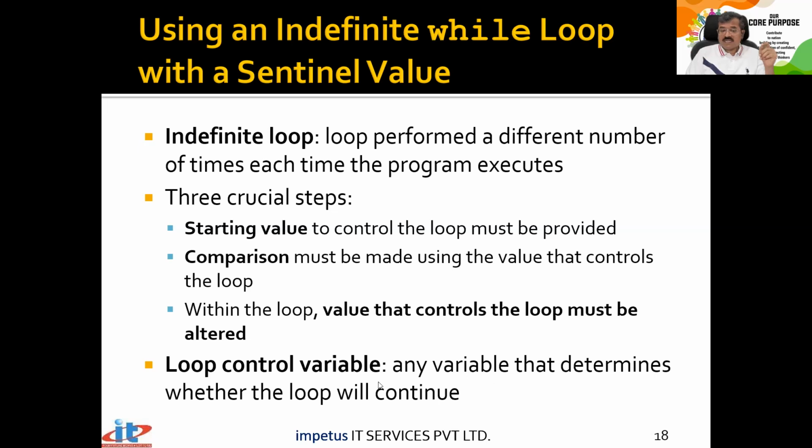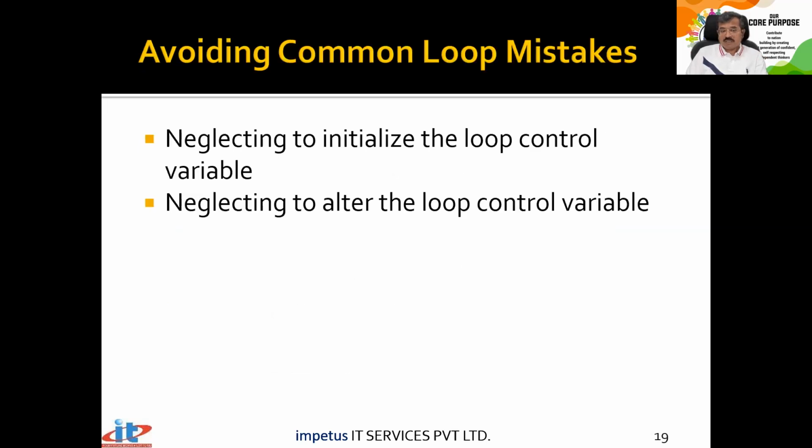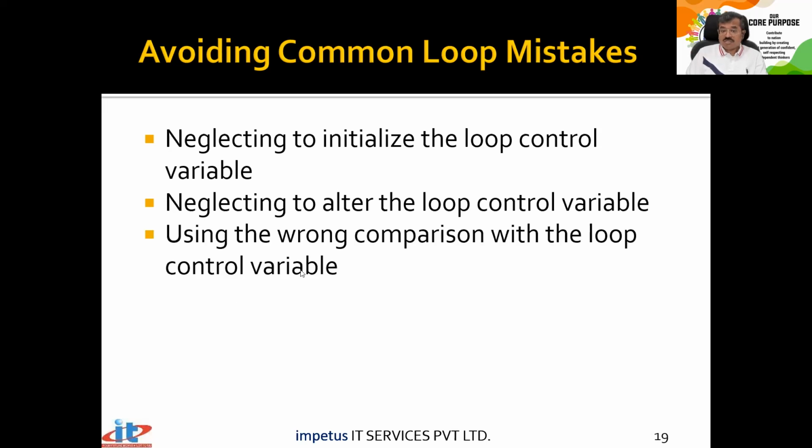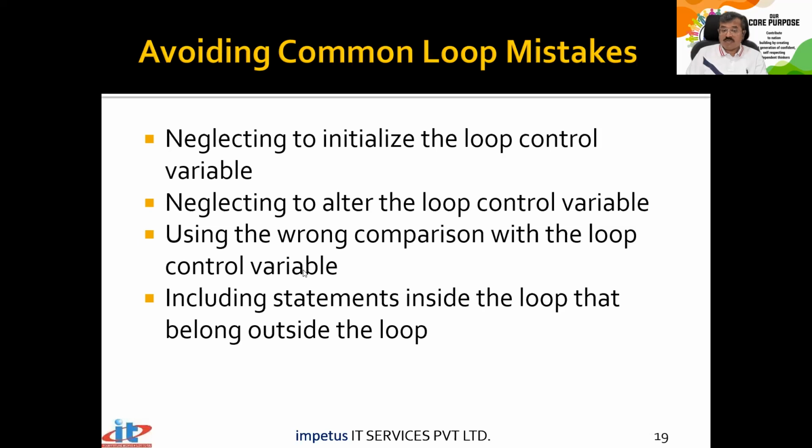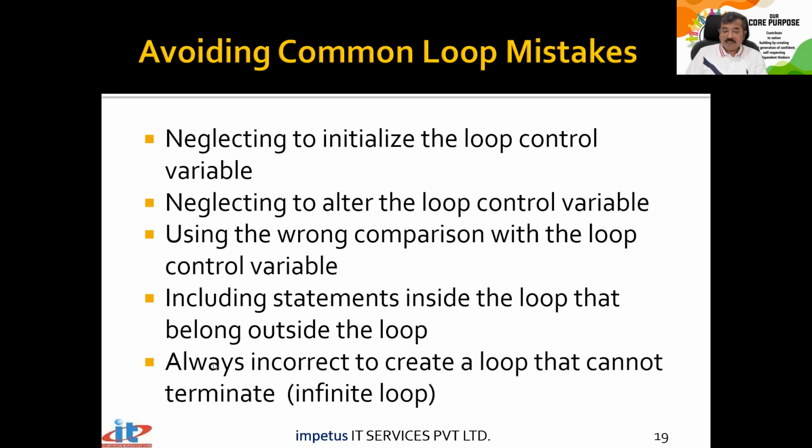The loop control variable is any variable that determines whether the loop will continue or not. So the value of the loop control variable should alter inside the body of the loop, and the value will be accepted from the user. That's the kind of loop which uses a sentinel value: an indefinite loop controlled by a loop control variable whose value changes inside the body of the loop. Let's take an example of such an indefinite loop. Here there are some risks: forgetting to initialize the variable, neglecting to alter the loop control variable, using the wrong comparison, including statements inside the loop that belong outside the loop, that's what Ashish had done last time. These can create a loop that cannot terminate, an infinite loop.